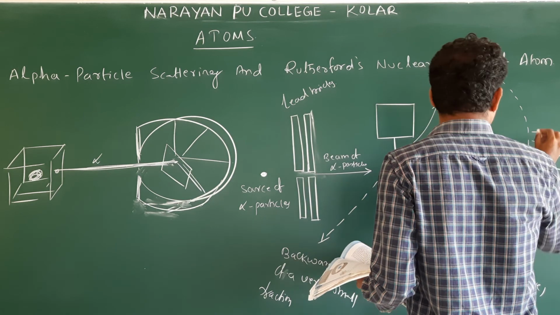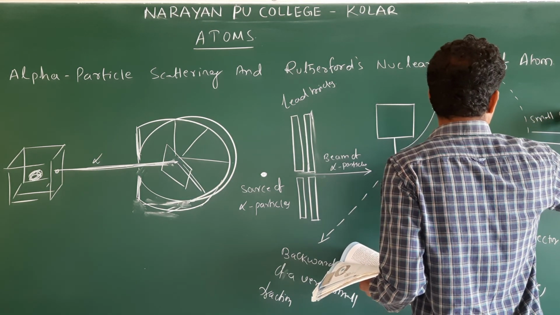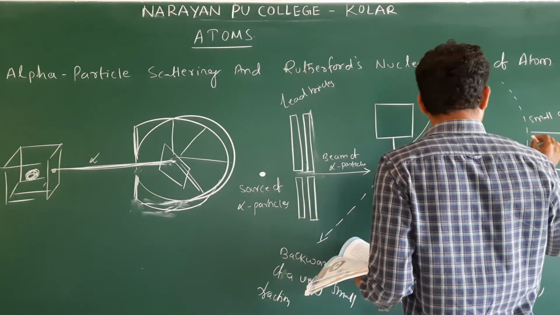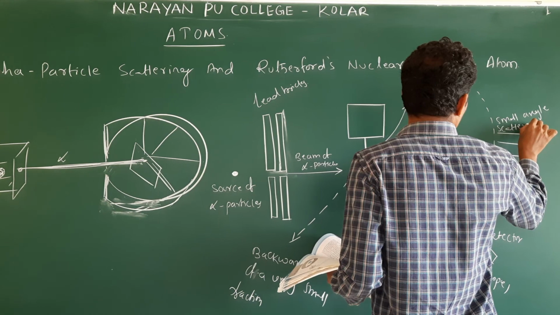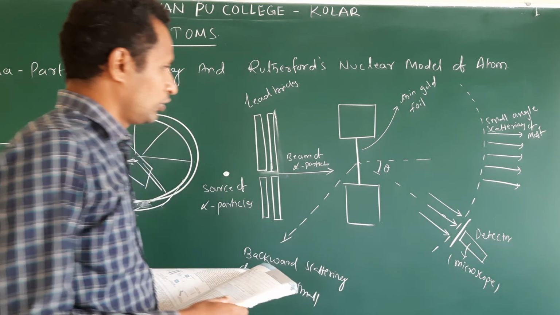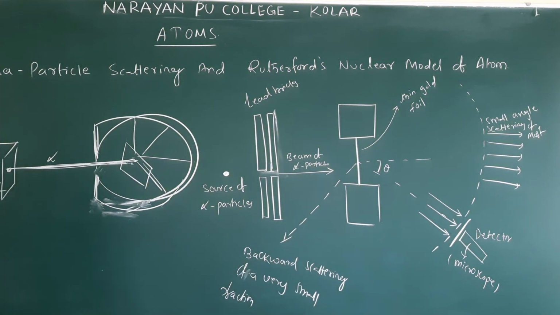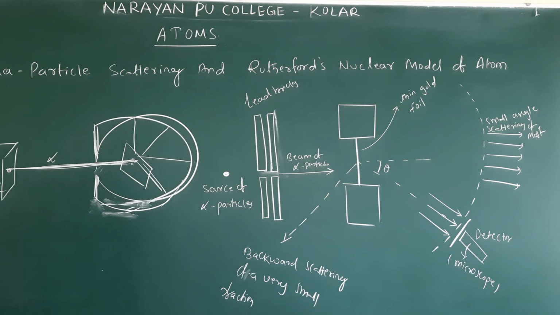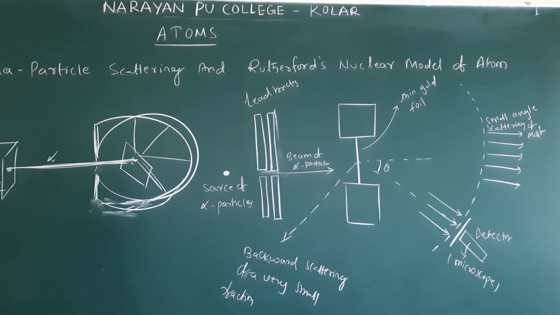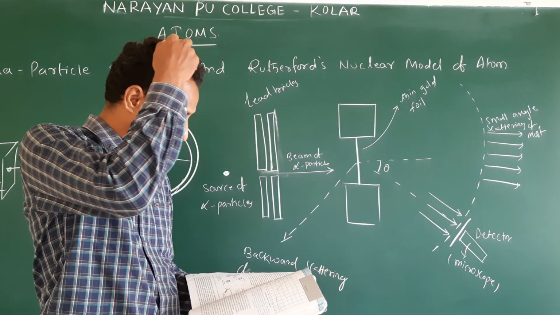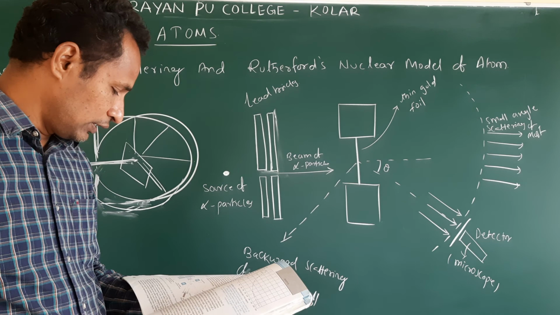They scattered with small angle. Small angle scattering of most. Okay. So this was the schematic diagram of the Geiger and Marsden experiment. From this experiment only we try to understand the Rutherford model.